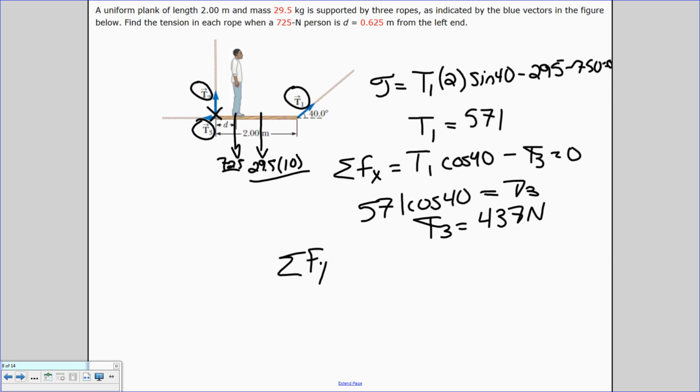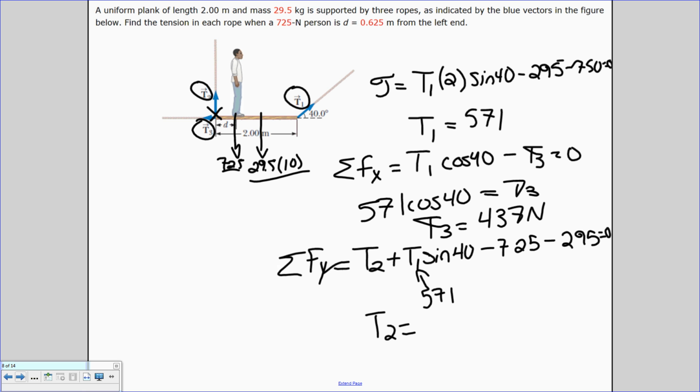Then we have sum of forces in the y. Okay, so we've done torque, we've done sum of forces in the x, now we have to do sum of forces in the y. Sum of forces in the y is going to be a little bit more tricky because there's more forces. But let's look at what's acting up. T2 is acting up completely. T1 is acting partially up. It's the sine part that's acting up. And then acting down, I have the person, and I have the beam. Okay, I can plug in T1 as 571. All that's going to equal 0. So then I can find out that T2 is equal to 647 newtons.